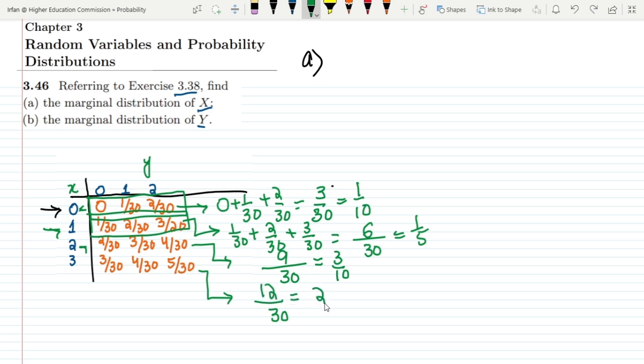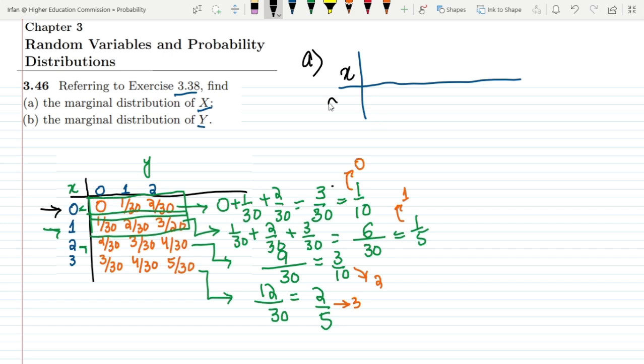Okay, so it will be 2 divided by 5. So these are all the values for the marginal distribution of x. Now after taking all these values, which are for different values of x, I have to tabulate it here in the form of x, value of x, and let me represent the marginal distribution of x as g of x.